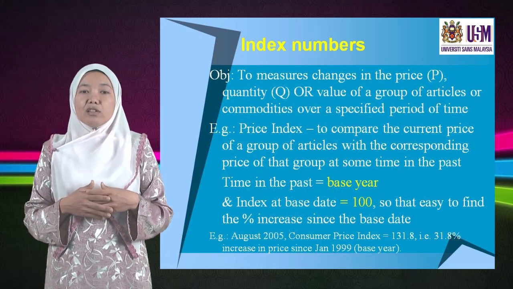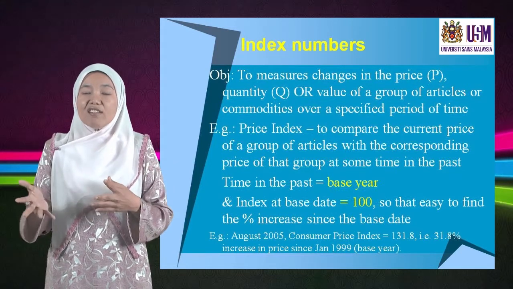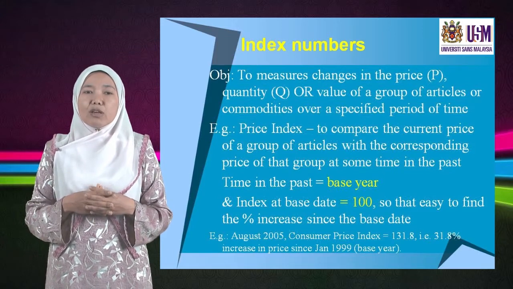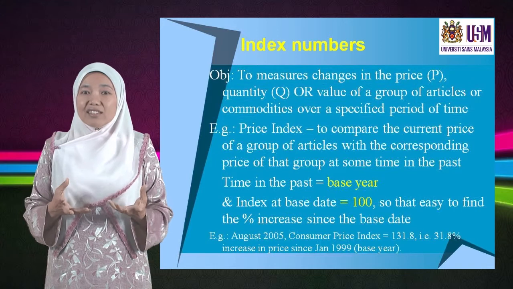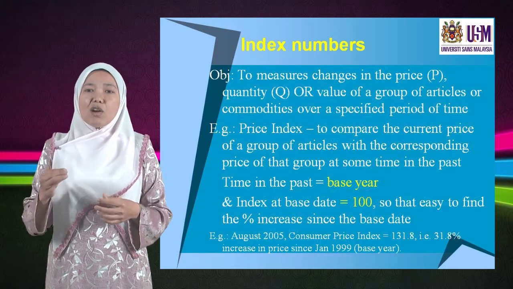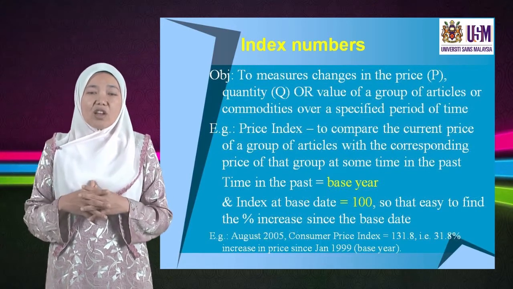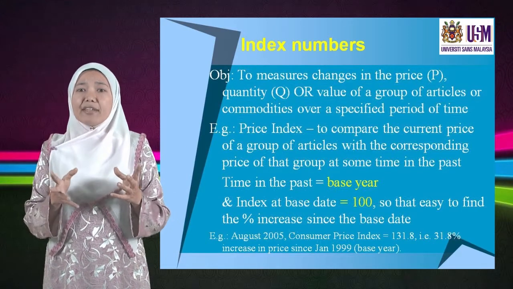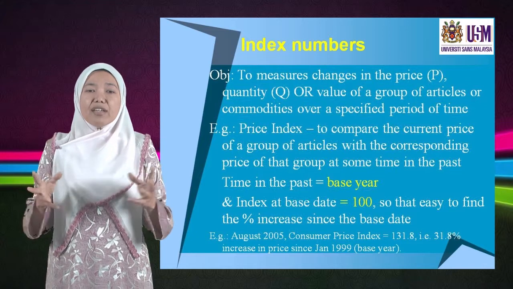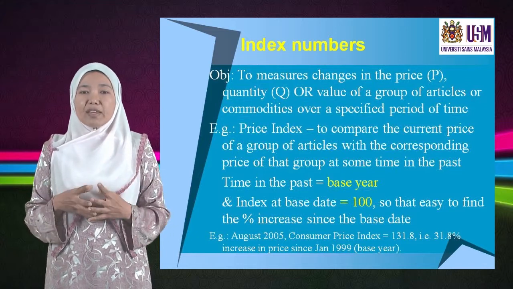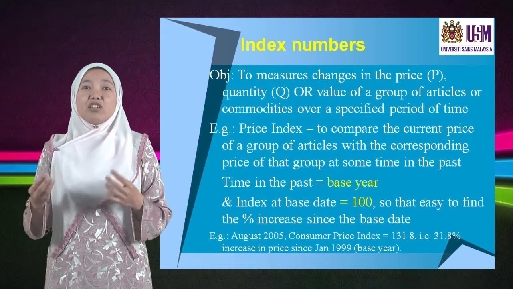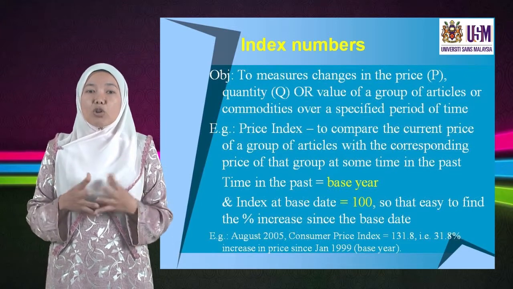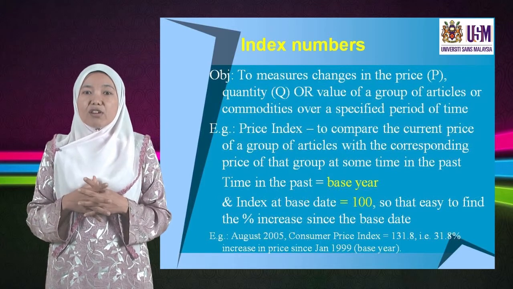From the low cost, to the terrace, to the bungalows, to the high rise. So basically, if we are talking about the rental index, we are talking about overall, for this group of houses, what is the increase in price, or for a group of food items, or for a group of everything that we spend on a daily basis, how much the price has increased over the year. So we are talking about a group of articles or a group of commodities over a specific period of time.